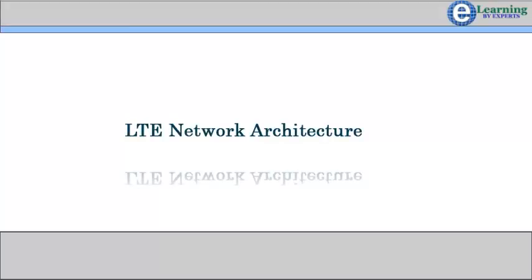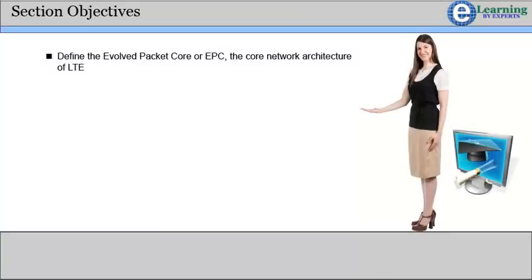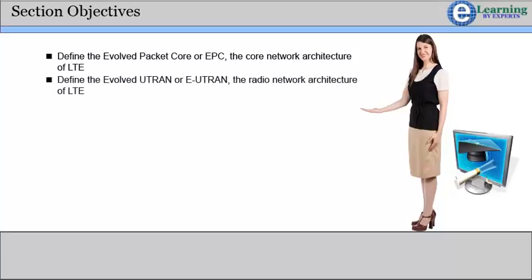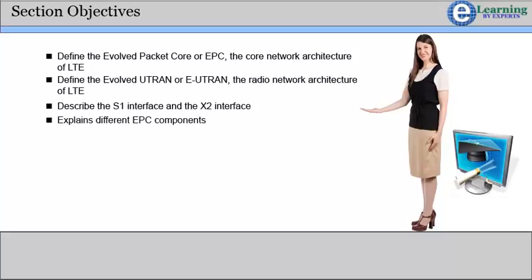After completing this section, you will be able to define the Evolved Packet Core, or EPC, the core network architecture of LTE. Define the Evolved UTRAN, or E-UTRAN, the radio network architecture of LTE. Describe the S1 interface and the X2 interface. Explain different EPC components. Explain the functionality of the LTE Uu interface.